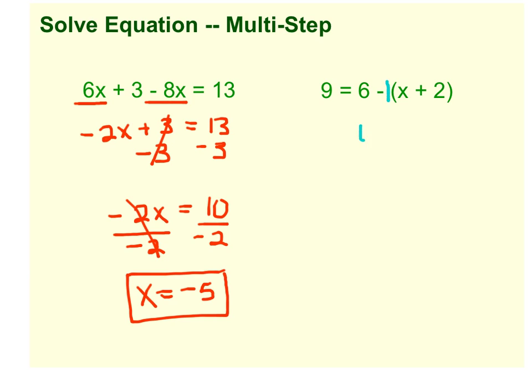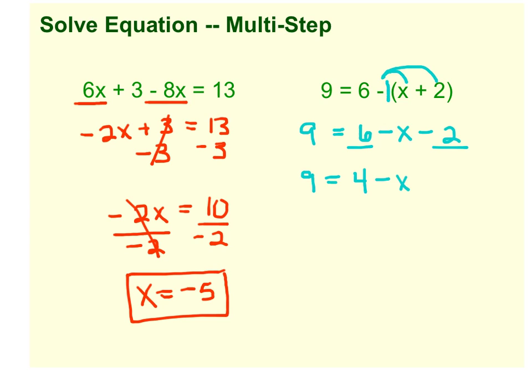So our 6 is going to stay. We'll distribute a negative 1 times x, which is negative x or minus x, then a negative 1 times 2, minus 2, and just bring down the rest of the problem. Now before we start solving, go ahead and clean it up. We have a couple like terms right here. 6 and a negative 2 gives us 4 minus x equals 9.